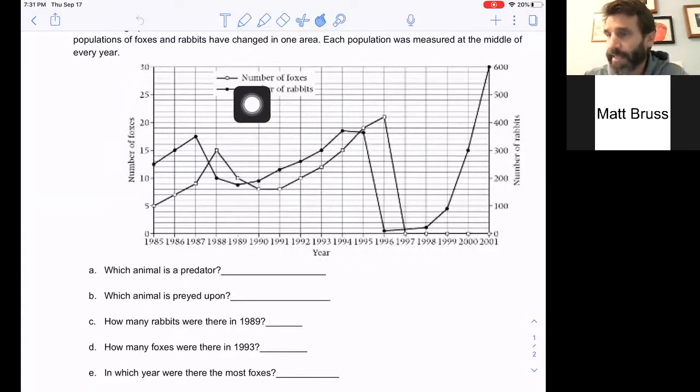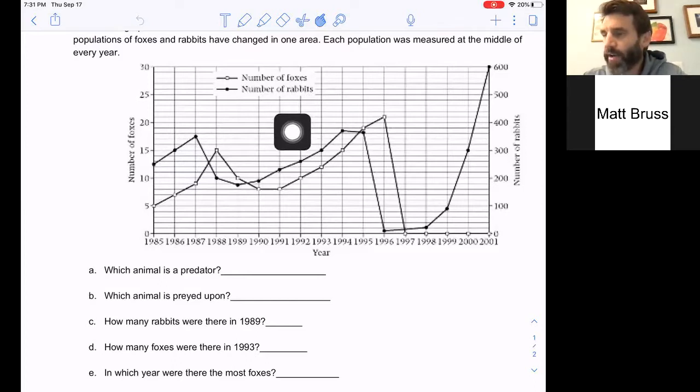And if we look at this key here, we see that the line with the open circles, this one right here, represents the fox population going up and down. And the line with the closed circles, this one that I'm tracing along, represents the rabbits.